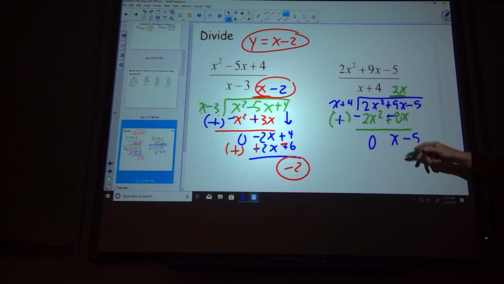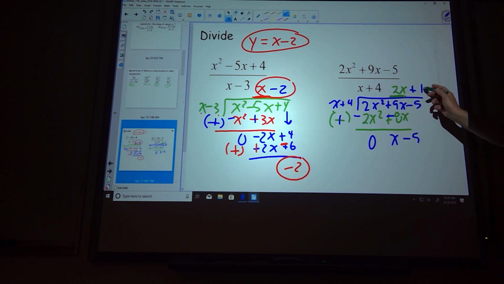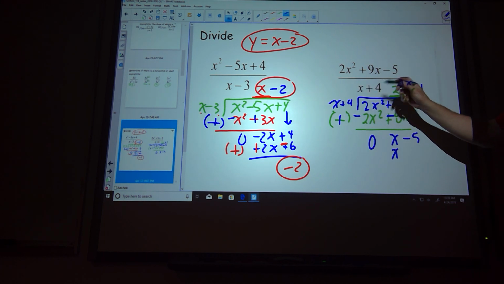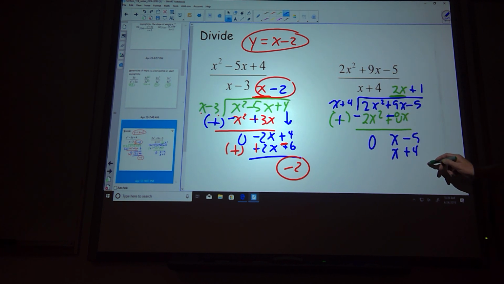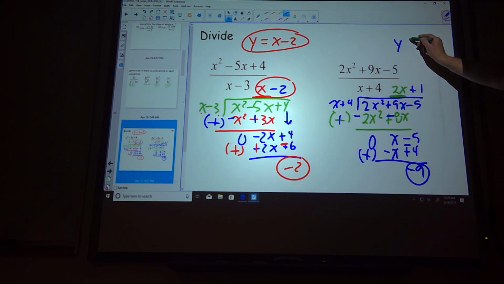What times x gives me x? Well, that would be positive 1. Positive 1 times x is x. Positive 1 times 4 is positive 4. Again, I'm subtracting these, so make sure that's plus, minus, and minus. So I get negative 9. Again, my remainder doesn't make a difference. So on this, my slant or my oblique or my end behavior asymptote, that's the line it would follow along. Seem good so far?